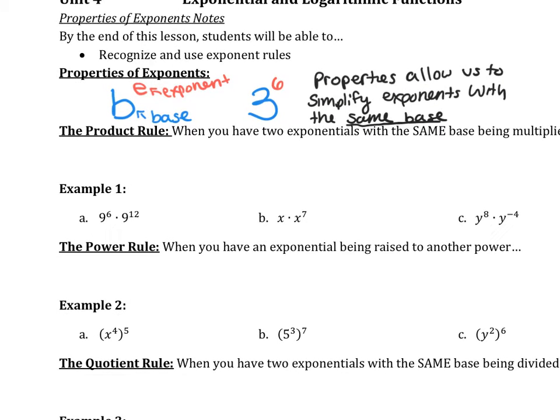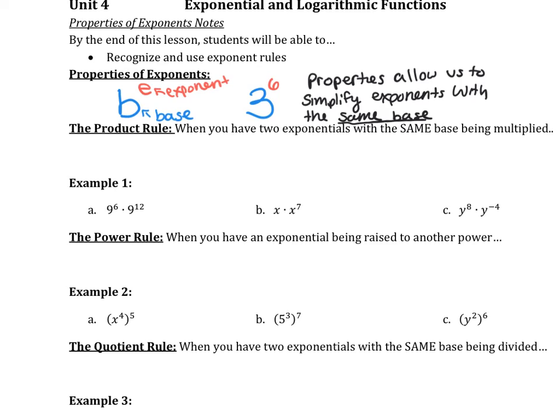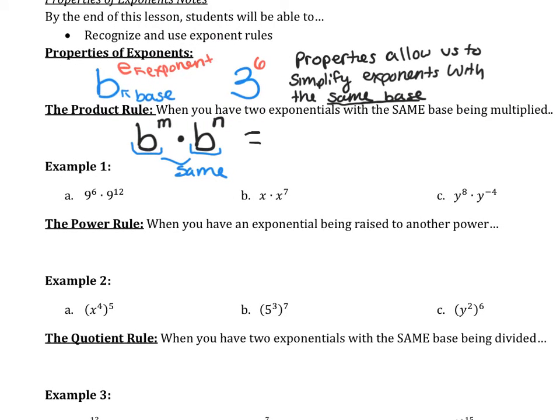Okay, so the first property is called the product rule. This is when you have two exponentials with the same base that are being multiplied. So if you have b to the n power times b to the m power, they both have the same base, but they have different exponents. So when you have these two terms that are being multiplied, then the product rule says you will add the exponents, and it'll just become one term. So you add the exponents, base stays the same.